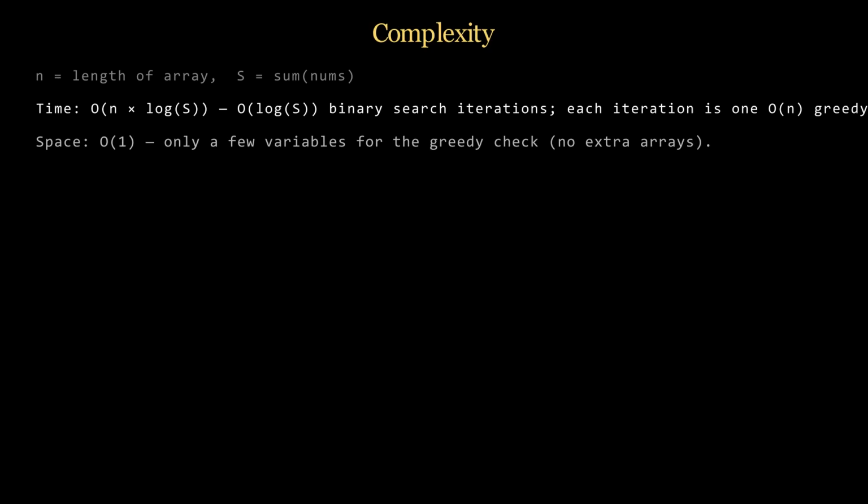N is the length of the array, S is the sum of nums. We do O of log S binary search iterations, each iteration runs the greedy check once, which is O of n. So total time is O of n times log S, space is O of 1, only a few variables for the greedy check, no extra arrays.